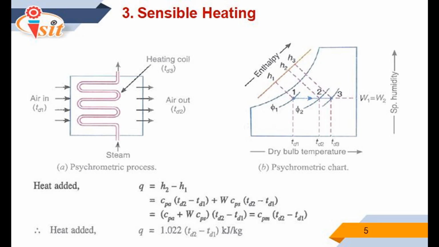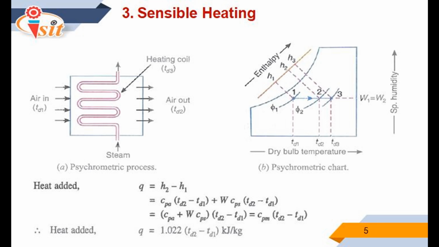as shown in the figure. It may be noted that the temperature of air leaving the heating coil, TD2, will be less than TD3. The process of sensible heating on the psychrometric chart is shown by the horizontal line 1 to 2 and extending from left to right as shown in the figure.